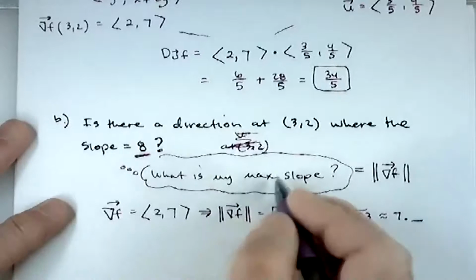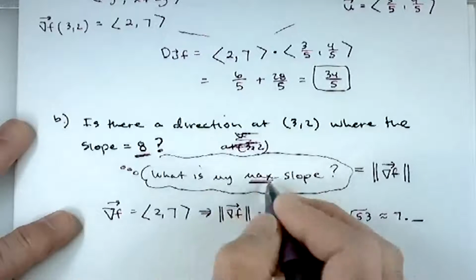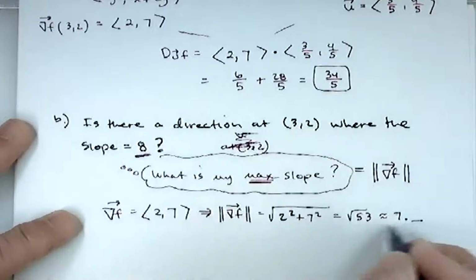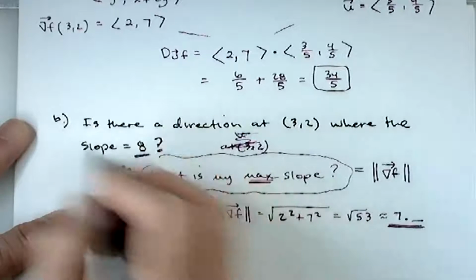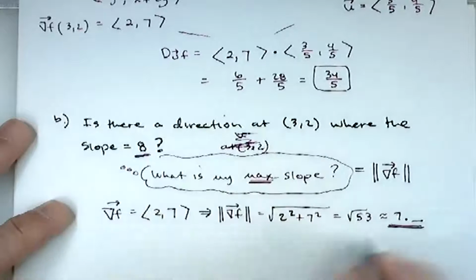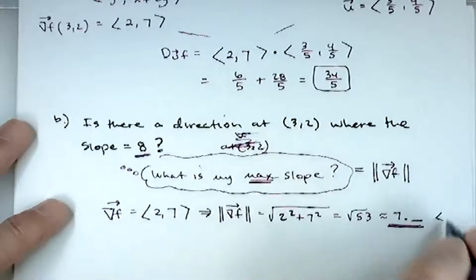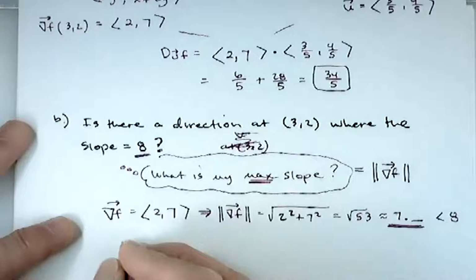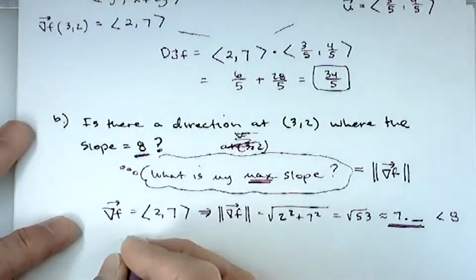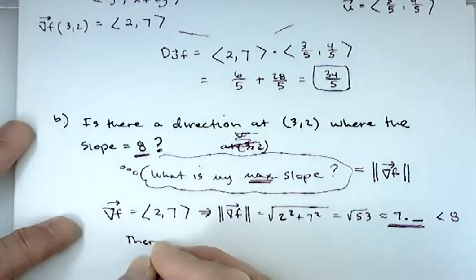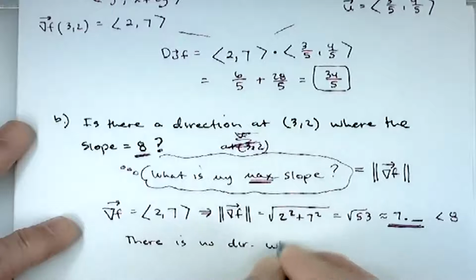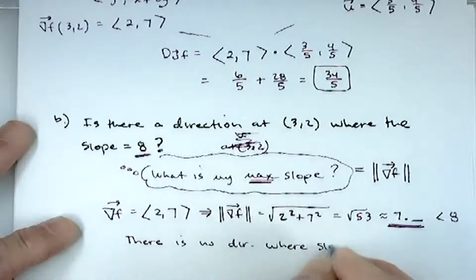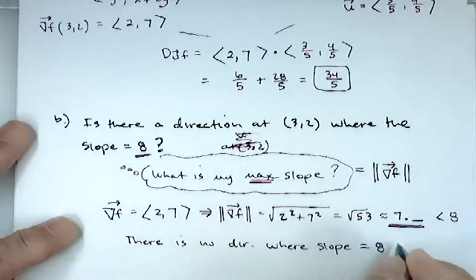And we know now that the gradient, this is the maximum possible slope you could ever get, which means it is not possible at this point. The answer is no. So this is less than 8, right? So there is no direction where the slope equals 8.